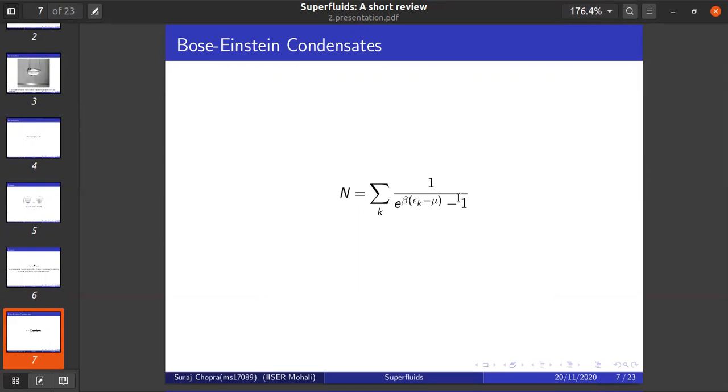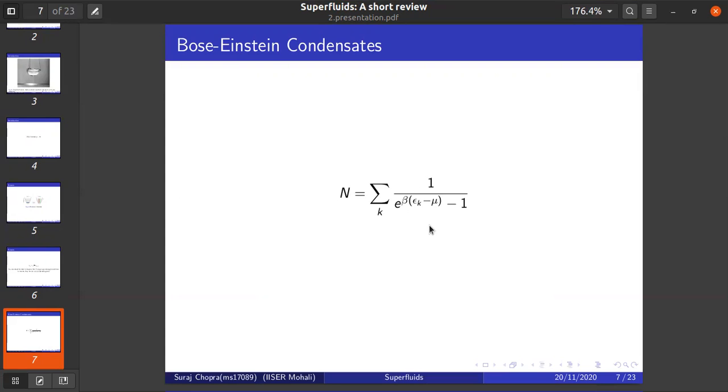And let us say we have mu equals 0 due to some conditions, and then we have this function: capital N, that is the total number of particles, is equal to sigma over k of 1 by e to the power beta epsilon k minus 1. And now let's say we have epsilon very low. Let's say epsilon goes to 0 for some state, then we'll see that this function would shoot up for that particular k value, right?